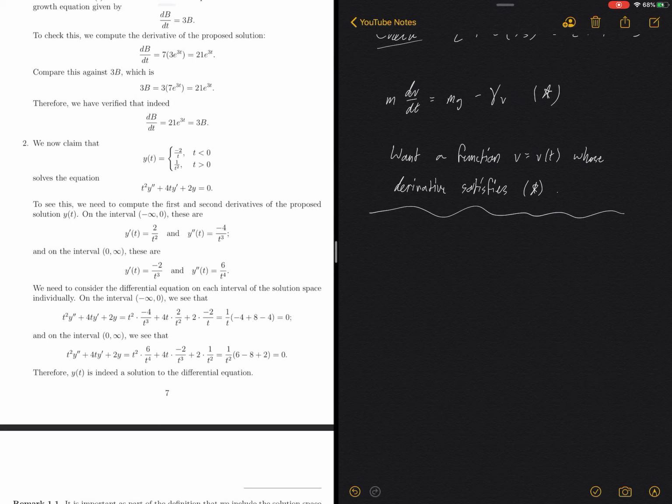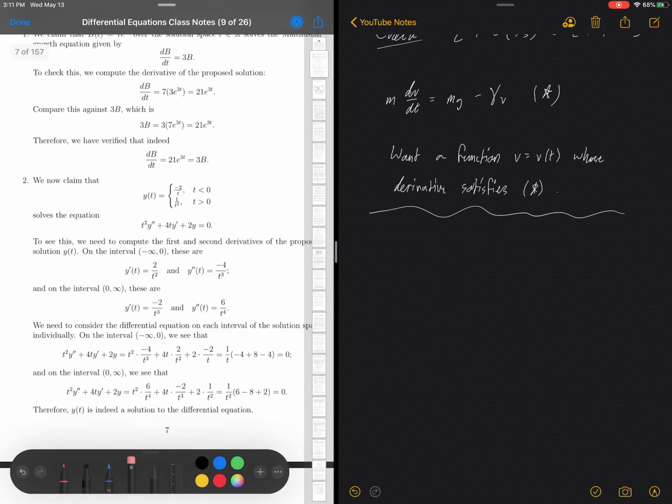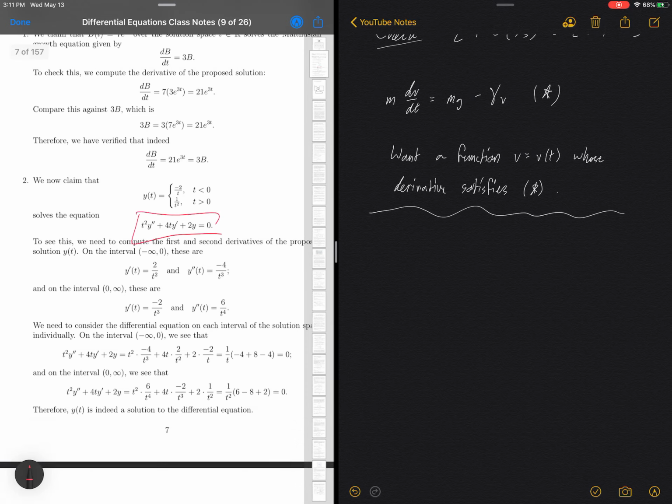I can actually solve an equation across different domains, or across different values of my independent variable. In this case, I could try to solve this differential equation. Let's try to get my pen back. There it is. I'll take a look at this differential equation.